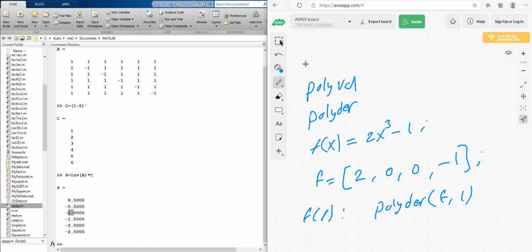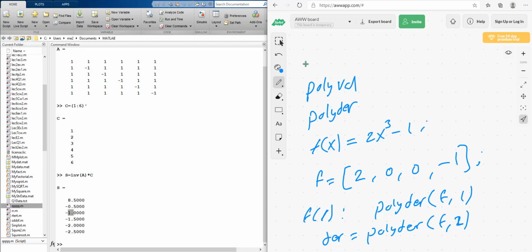If you want to find the derivative, say derivative equals polyder of the f. Write which derivative, first or second, here. Okay, if it's the second derivative, write it like this. This is how we can find the derivative.